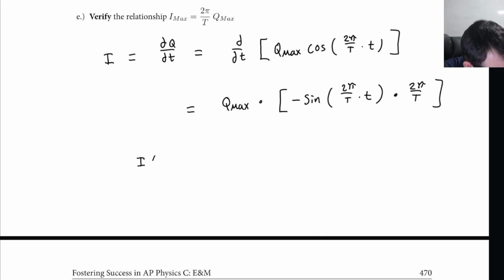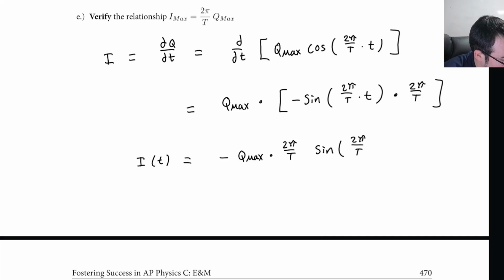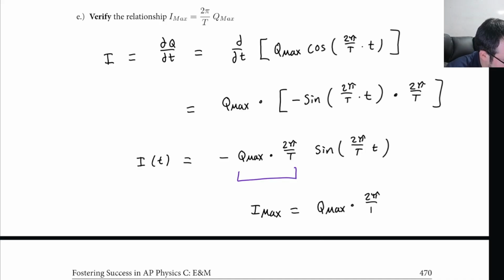So we see that I of t can be rewritten as negative Q max times omega times sine of omega t. And that's proving the claim that we wanted, because we see that our amplitude in front is going to be I max. So we can conclude that I max is equal to Q max times 2 pi over the period.